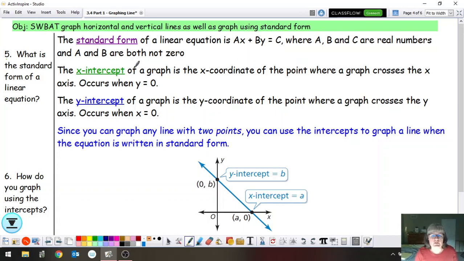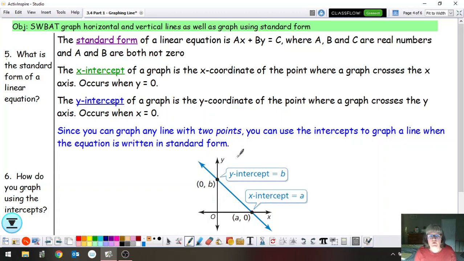The x-intercept is the x-coordinate of the point where a graph crosses the x-axis. It occurs when y equals 0. So when y is 0, we have the x-intercept. The y-intercept of a graph is the y-coordinate of the point where a graph crosses the y-axis, and it occurs when x equals 0. So 0, b is going to be our y-intercept.